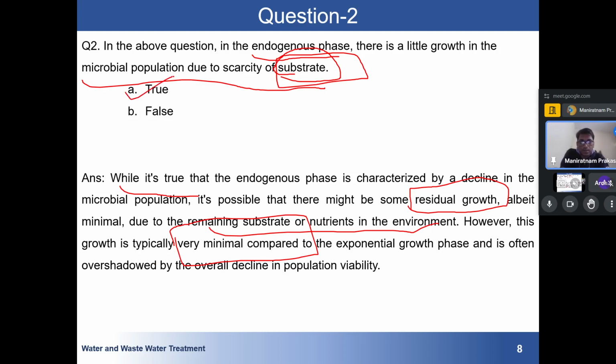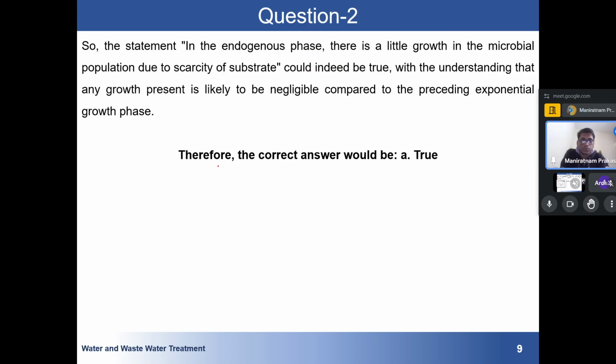But you should remember the term little is used. Suppose the question was simply that there is a growth, not little growth, then I could have marked false also, because growth means high growth also. So depending upon the use of the term little, I am marking this as true. So this was related to the first question only. I hope this is clear to you. If you have any kind of question, you can ask me.